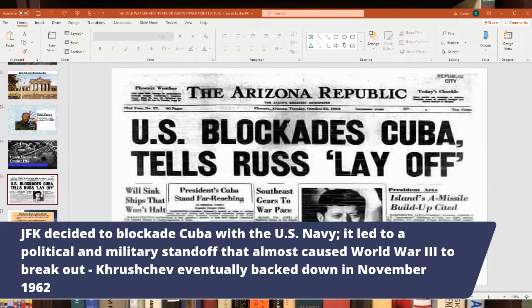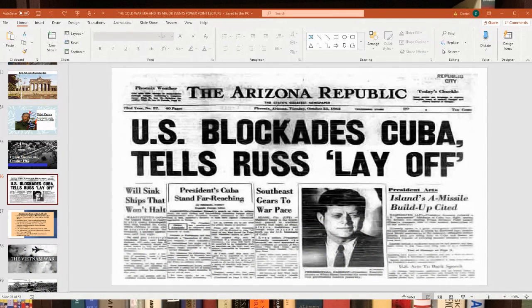And Khrushchev eventually backed down in early November of 1962. And so both sides avoided war. They definitely think that it would have caused World War III. And my dad was actually in the U.S. Air Force in 1962. He was stationed in Florida. So he would have been right there if the war would have happened. Well, I guess if it would have happened, I wouldn't be here, that kind of thing. So that was definitely the scariest aspect of the whole Cuban Missile Crisis overall.